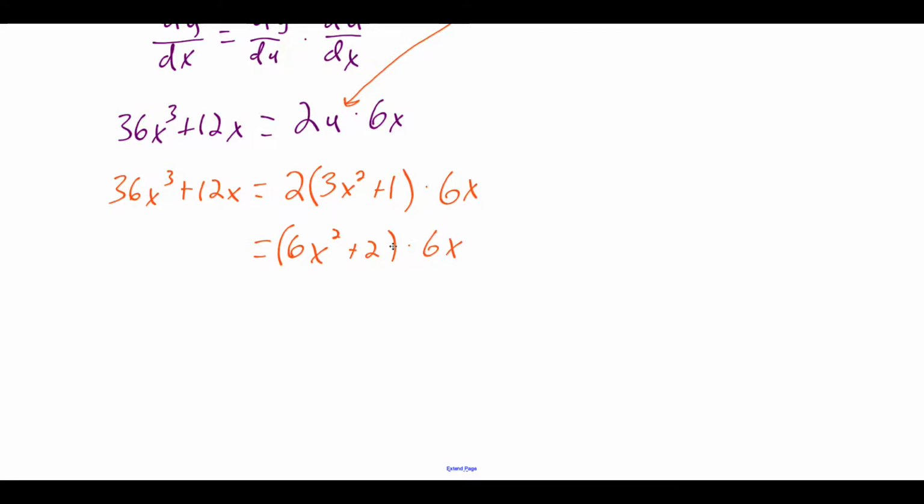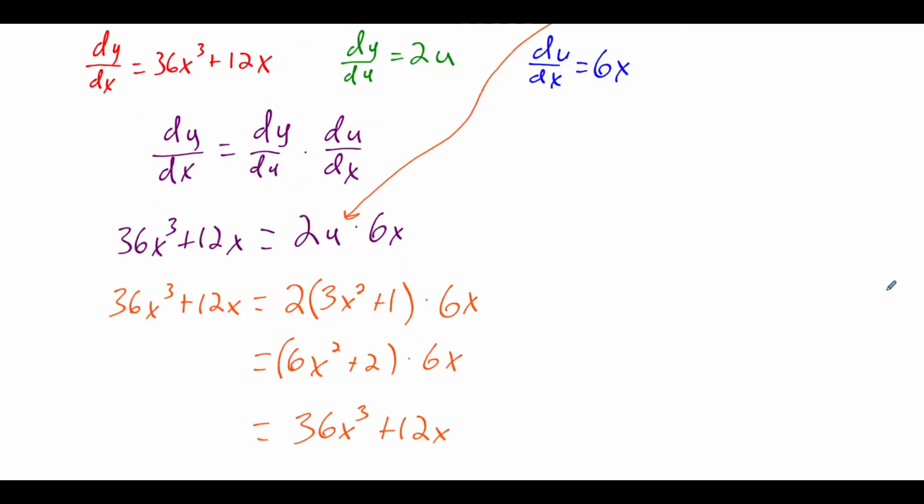So then I'm going to distribute that 6x in, so I get 36x cubed plus 12x, which is exactly what we have on the left-hand side. So what happened here was the derivative of the whole function, that's our dy dx, was equal to the product of the derivative of those two smaller individual functions that we looked at when we thought of this as a composition happening.